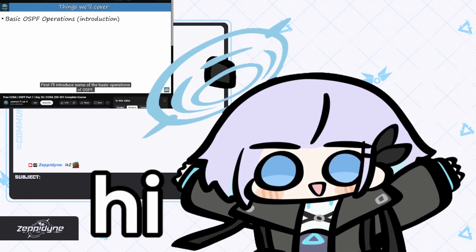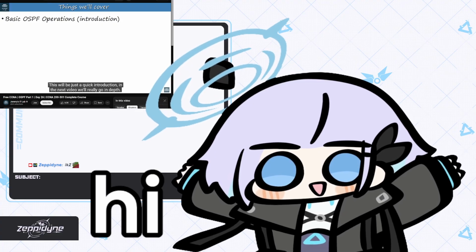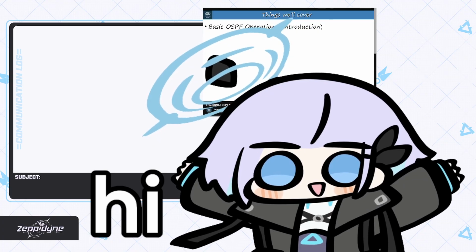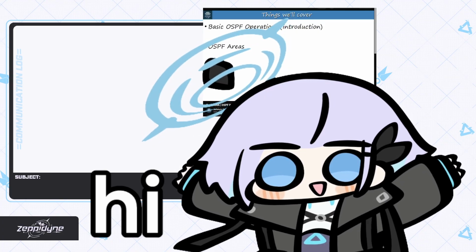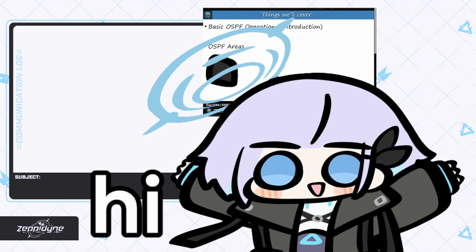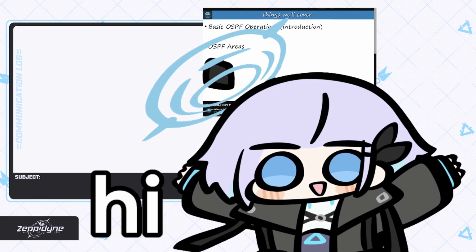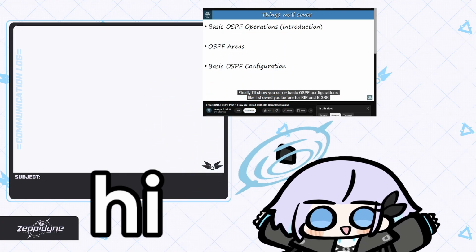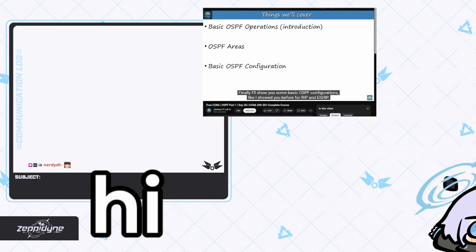Of the basic operations of OSPF. This will be just a quick introduction. In the next video, we'll go really in-depth. Then I'll talk about OSPF areas, which is a unique feature of OSPF that splits larger networks into smaller sections. Finally, I'll show you some basic OSPF configurations, like I showed you before for RIP and EIGRP.